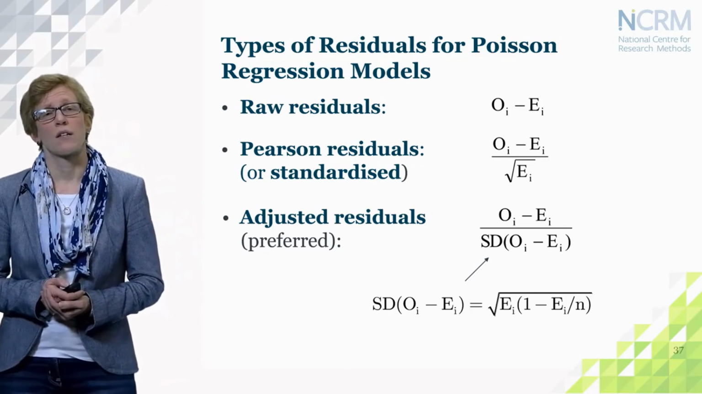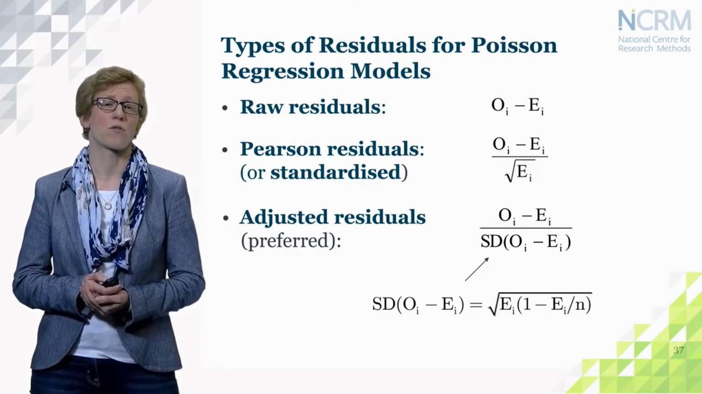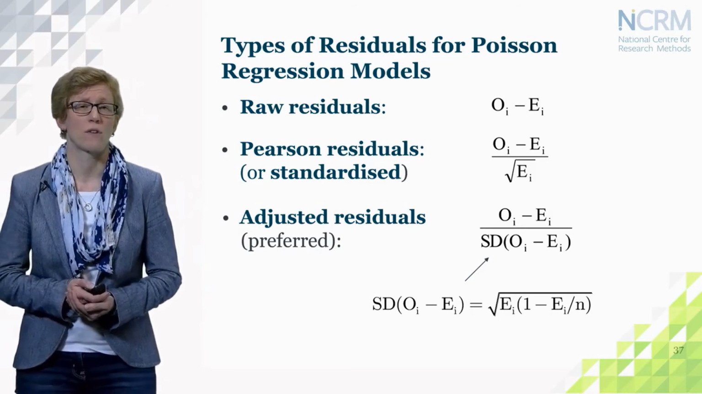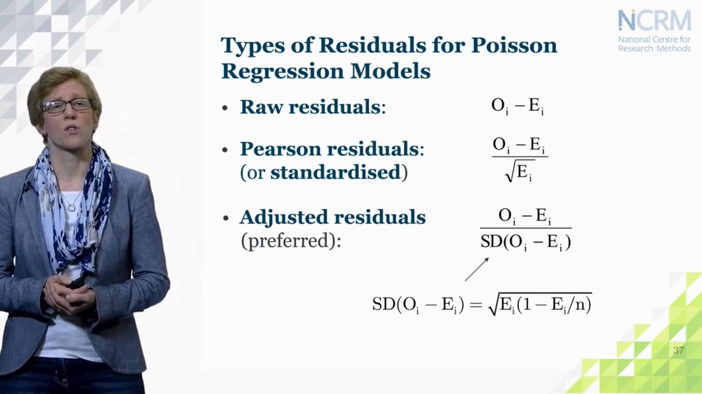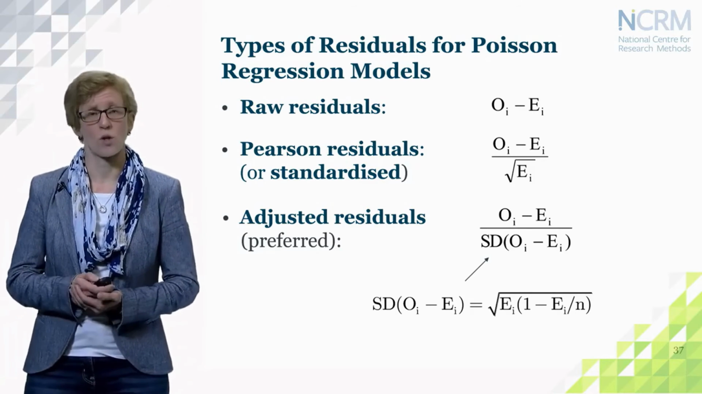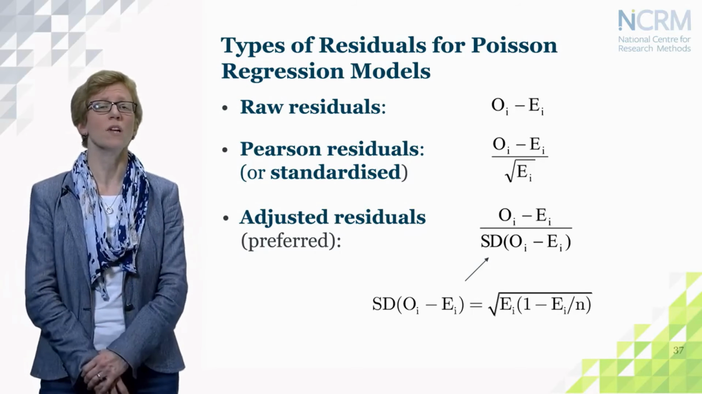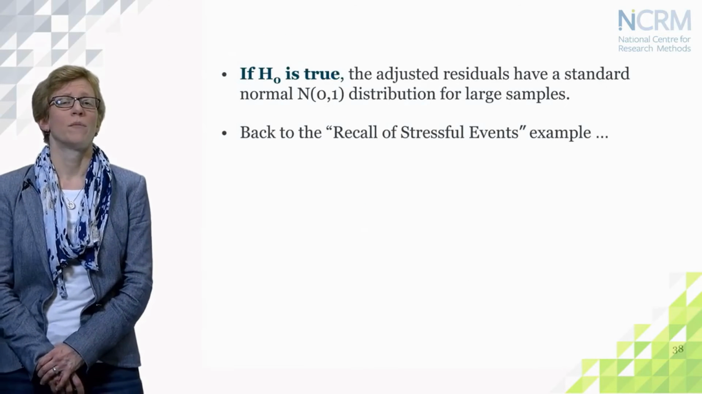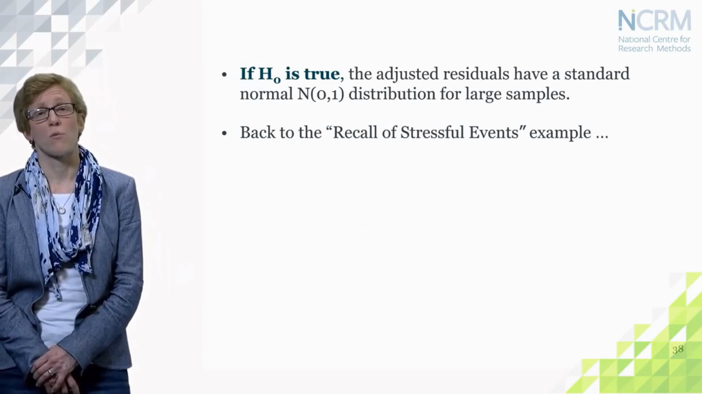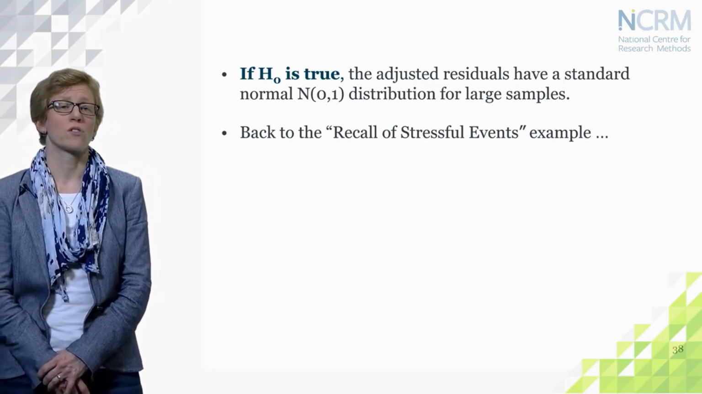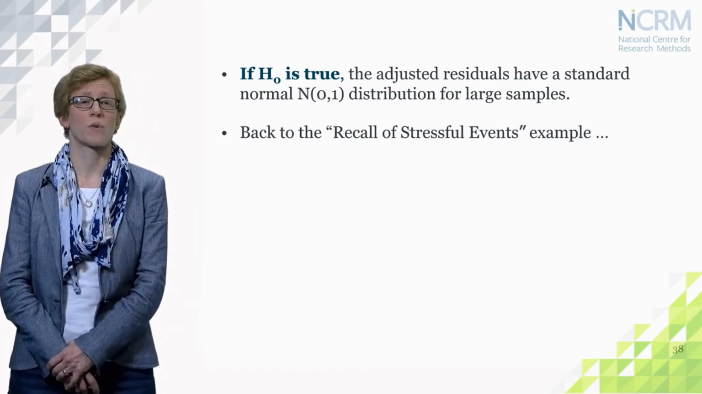That is defined as the observed minus the expected values divided by the standard deviation of these observed minus expected values. So basically we've got adjusted residuals that we would like to look at and to use for our residual plots. If H0 is true, the adjusted residuals have a standard normal distribution with a zero mean and a standard variance of 1. So basically, at least for large samples, that should be the case.